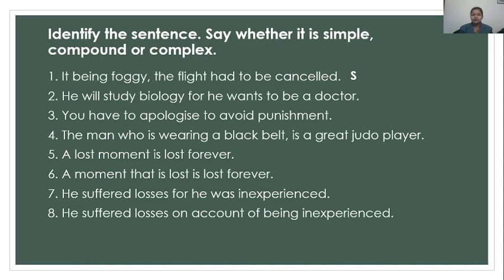Simple sentence. Very good. Now next: he will study biology for he wants to be a doctor. So, he will study biology. First find out the number of finite verbs. Will and wants. These are two finite verbs in this. So two finites mean two clauses. Now find out, are they independent or dependent? He will study biology. Completed its meaning. Independent clause. He wants to be a doctor. This is also making complete sense. So independent clause. Having two independent clauses.